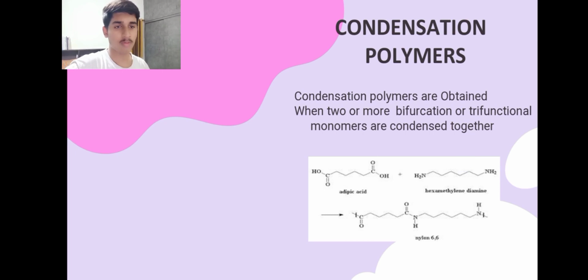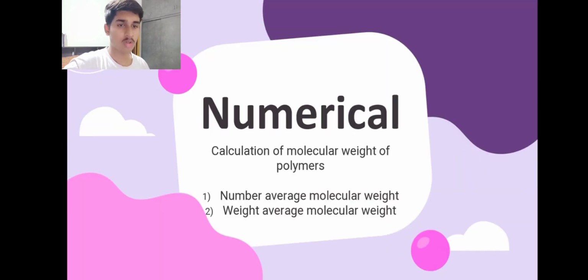The second type of polymers are condensation polymers. These are obtained when two or more bifunctional or trifunctional monomers are condensed together. In this type of polymerization, a small byproduct such as an acid, water or any small group is formed. So the difference between addition and condensation polymerization is that in addition polymers a small byproduct is not formed, whereas in condensation polymers a small byproduct is formed. So moving on to the next topic, numericals.